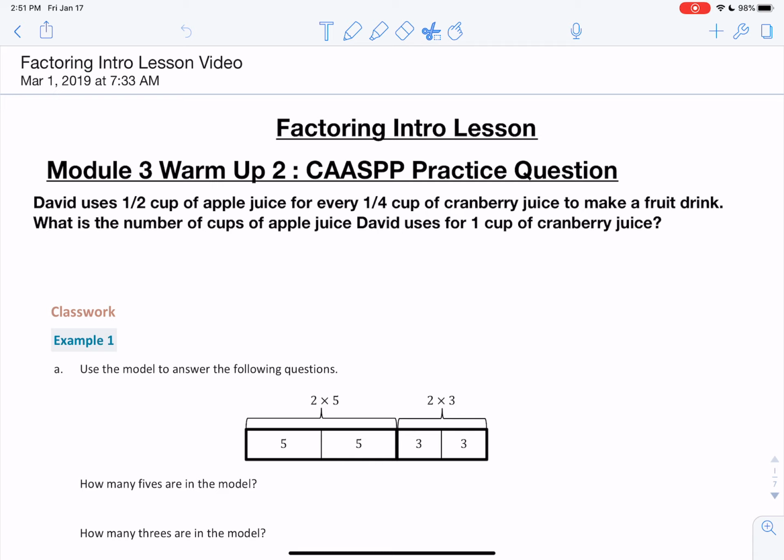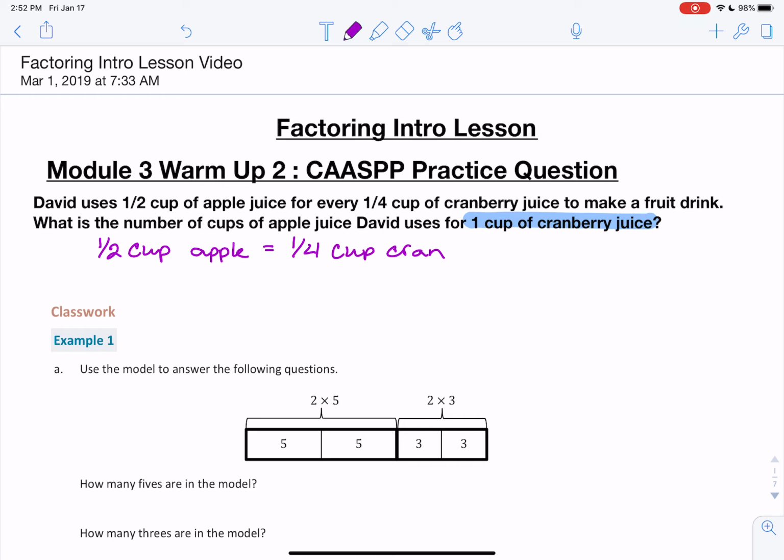David uses a half a cup of apple juice for every 1/4 cup of cranberry juice to make a fruit drink. What is the number of cups of apple juice David uses for 1 cup of cranberry juice? Well, if a half a cup of apple juice equals 1/4 cup of cranberry juice, let's go ahead and write that down. A half a cup of apple equals 1/4 cup cran, right? And now he's going to do 1 cup of cranberry.